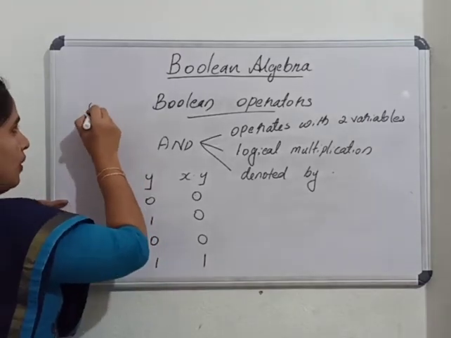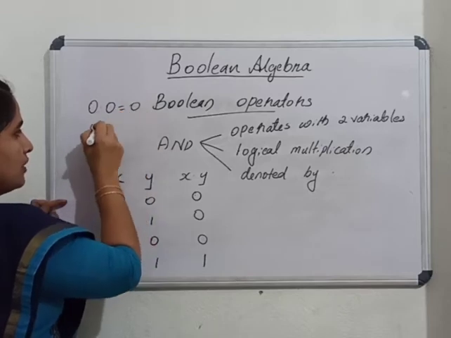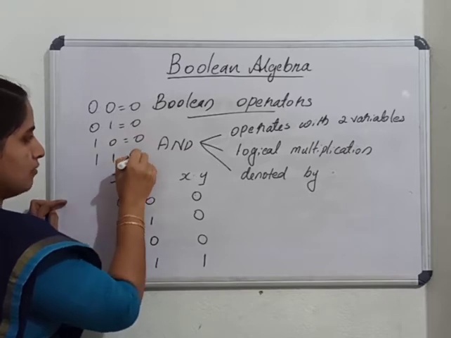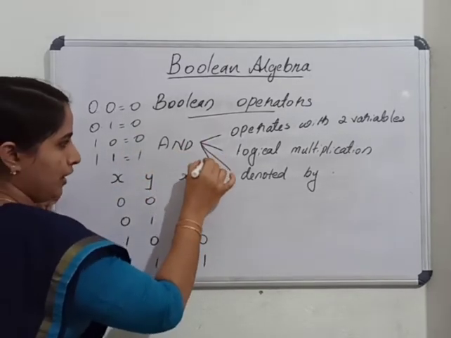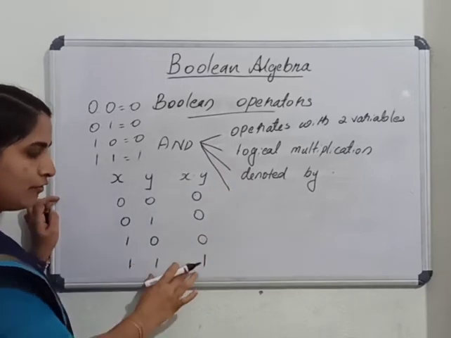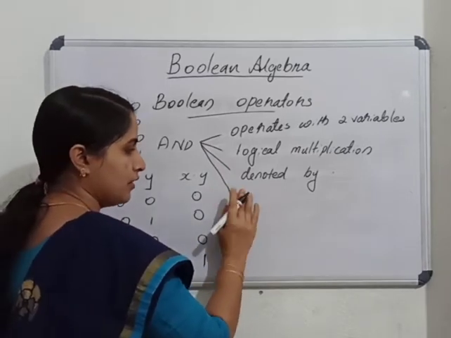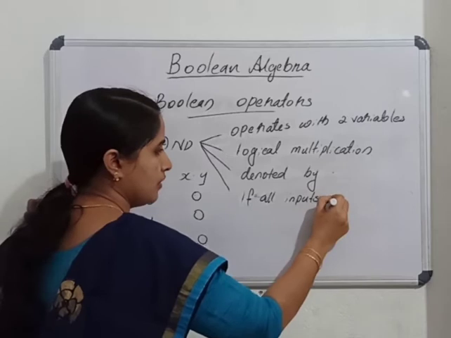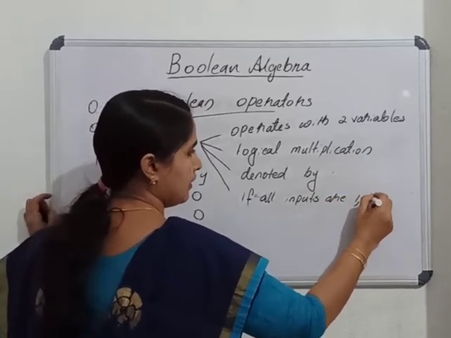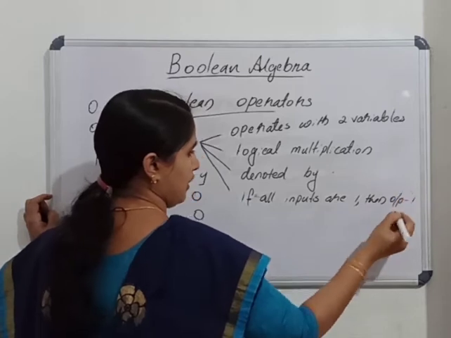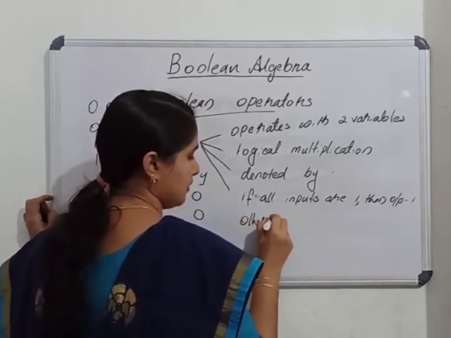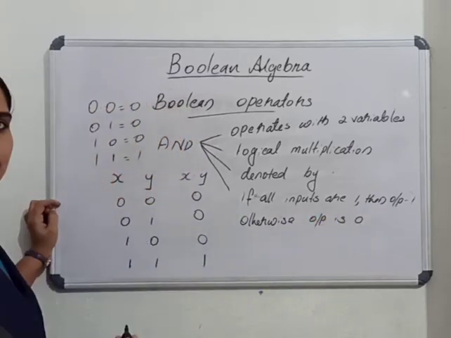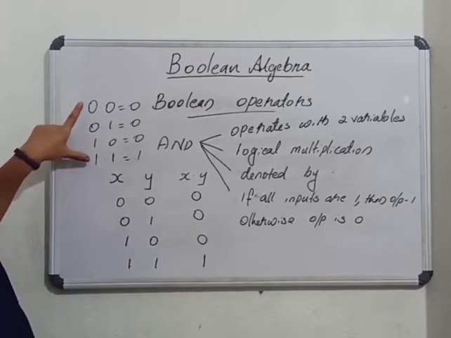Okay. So 0 and 0 is 0. 0 and 1 is 0. 1 and 0 is 0. 1 and 1 is 1. So the final point of AND operator, can you say, if all the inputs are high or 1, then the output is 1. Otherwise, the output is 0. Understood? Please keep this in your mind.